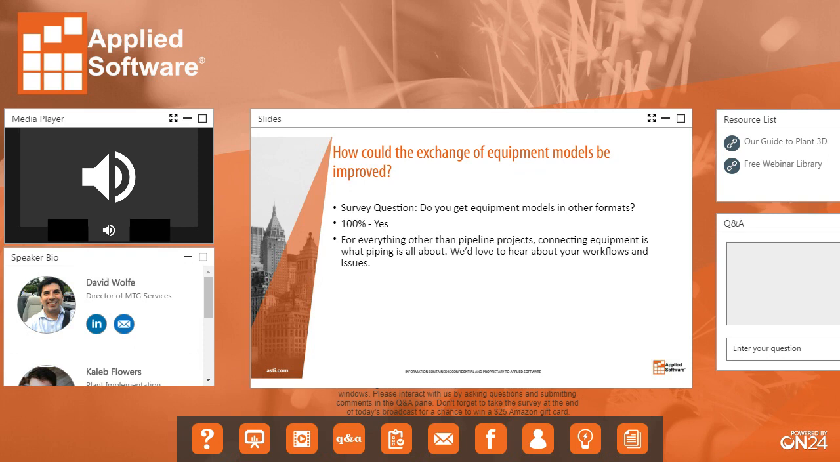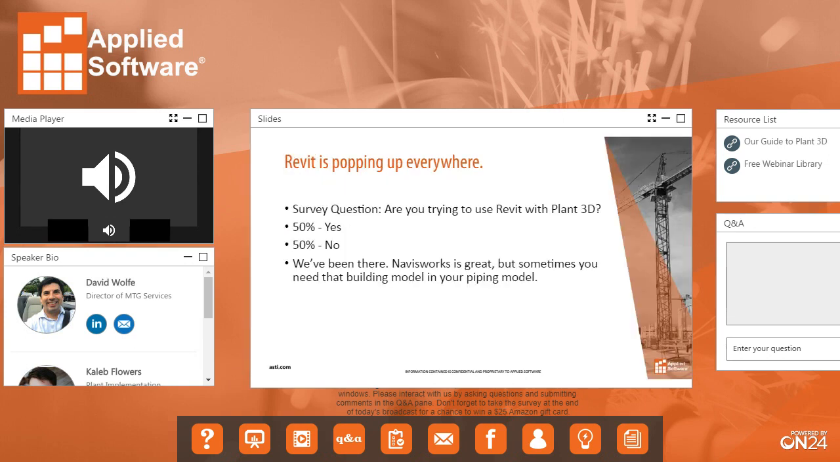Let me see what our next slide is. Uh-oh. Dun, dun, dun. Revit is popping up everywhere. And yes, that is absolutely true. I know at AU last year I did a Plant Expert Q&A, and I think like a third of the questions were about Revit and how you integrate with it. Again, this year, that's been a pretty big theme, and so we've had a lot of questions. We'd love to hear it if you guys have some.